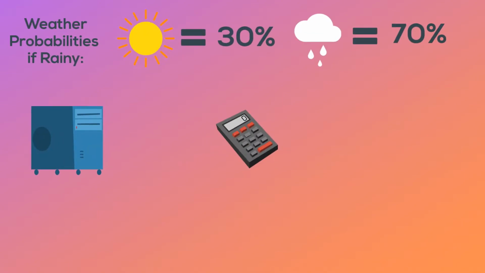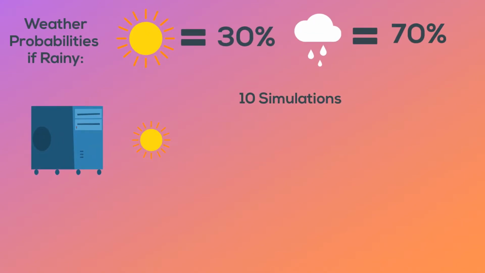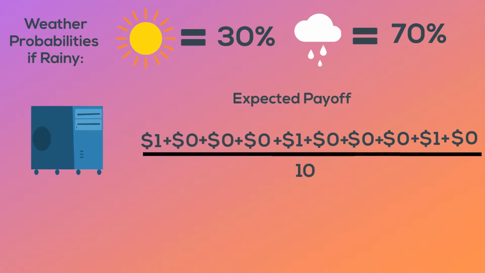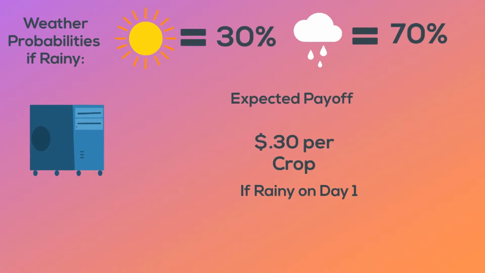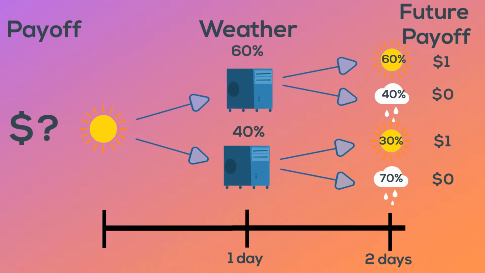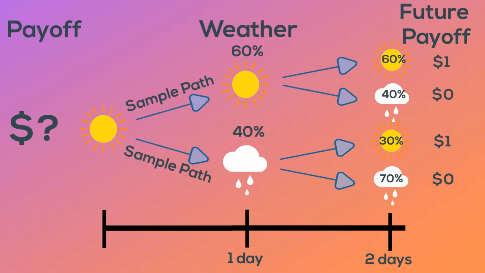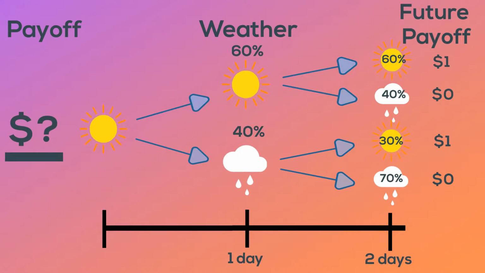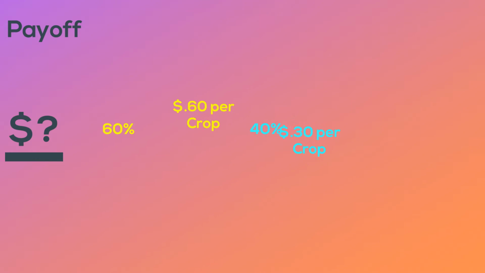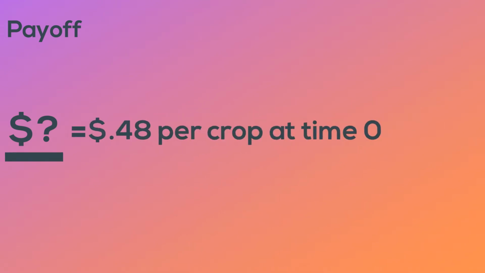Running a simulation with these probabilities, we get a sample of 3 sunny days with a payoff of 1 and 7 rainy days with a payoff of 0. Taking the average once again, we get an expected payoff of 30 cents per crop for this path. The term used to describe the sunny path and the rainy path described by samples of simulations is called sample paths. In order to calculate the expected payoff today, we multiply the expected payoffs we calculated with the respective probabilities of each path occurring, resulting in an expected payoff of 48 cents per crop at time 0.